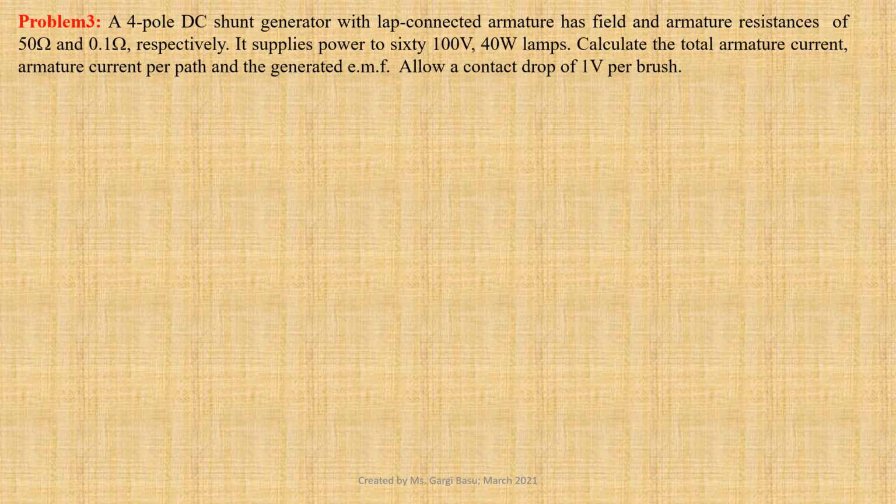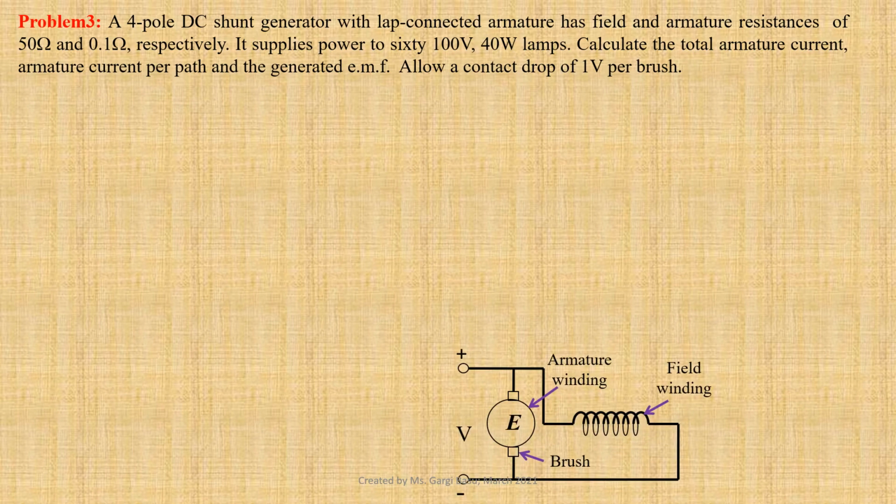Problem number 3. A 4-pole DC shunt generator with lap connected armature has field and armature resistances of 50 ohm and 0.1 ohm respectively. It supplies power to 60 100 volt 40 watt lamps. We have to determine the total armature current per path and the generated EMF, allowing a contact drop of 1 volt per brush. Let us first jot down the given data.